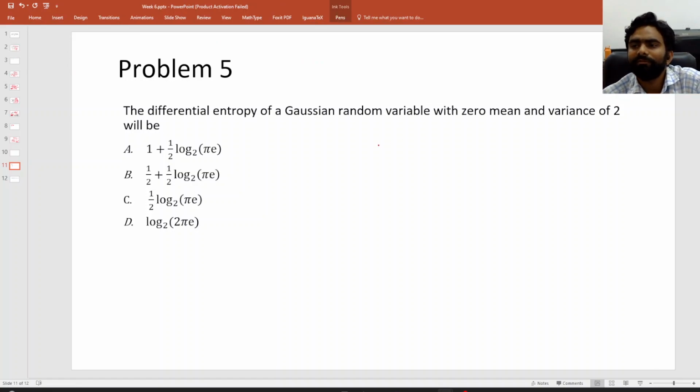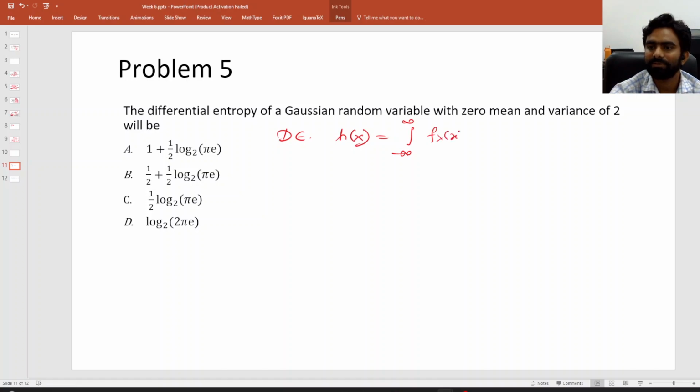Now problem number 5. The differential entropy of a Gaussian random variable with zero mean and variance of 2 will be. This is a very straightforward question. Now the direct formula for the differential entropy is also available in the video lectures, but I urge you to solve this one.